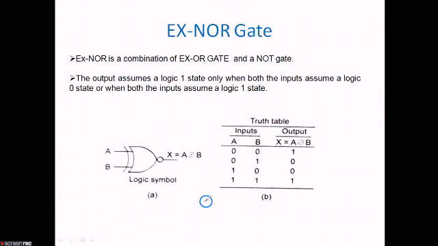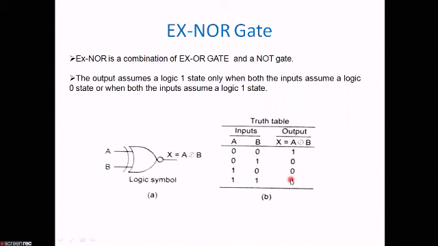This is an XNOR gate. The symbol of an XNOR gate is like this. Now this is the truth table where there are 2 inputs A and B and X is equal to A XNOR B, where there are 4 combinations and corresponding outputs are given.